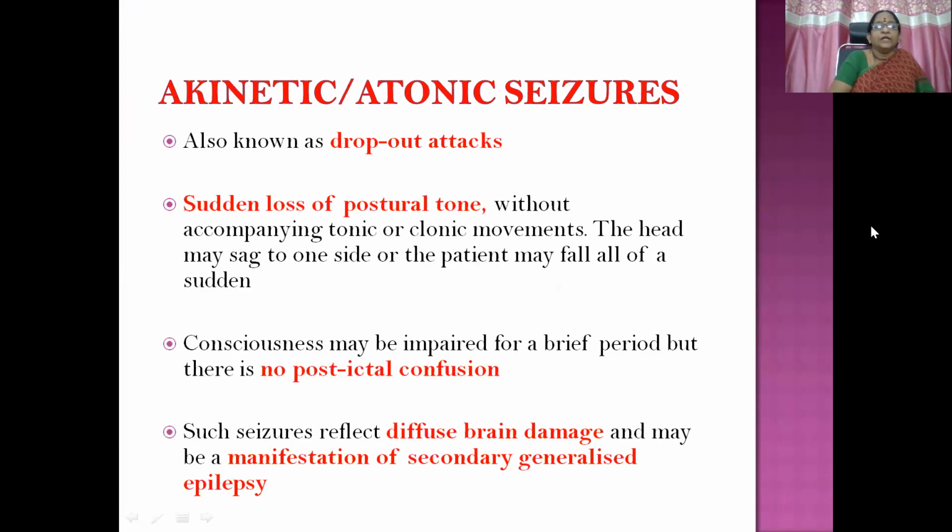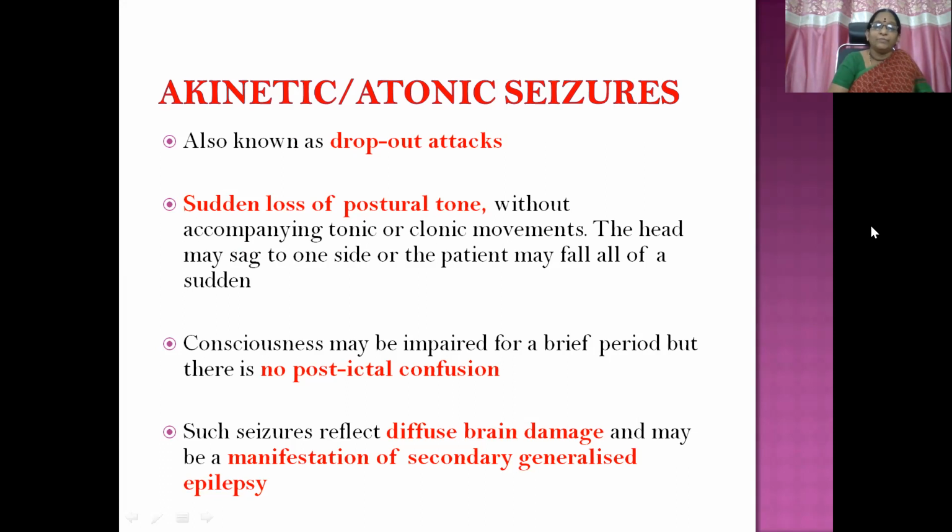Then akinetic or atonic seizures, also known as dropout attacks. So there is sudden loss of postural tone. The patient will be standing or in sitting posture, and all of a sudden the head will be sagging to one side, and then the patient will be falling down, without any accompanying tonic or clonic movements. The patient will just be sagging down and then falling down. Head may sag to one side, or the patient may fall all of a sudden.